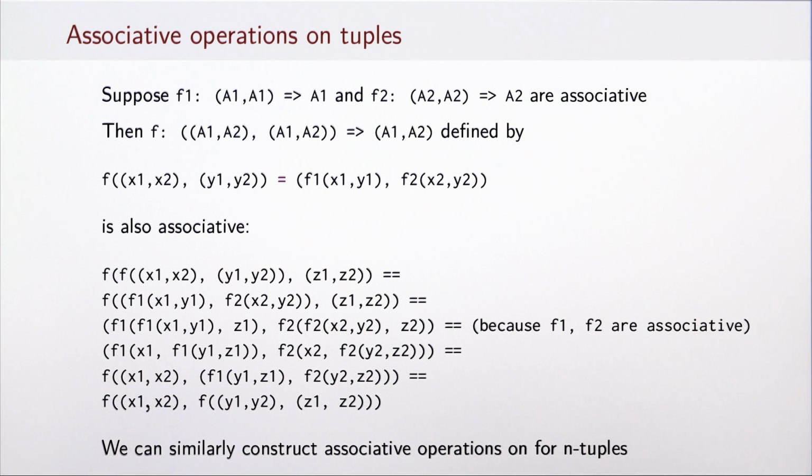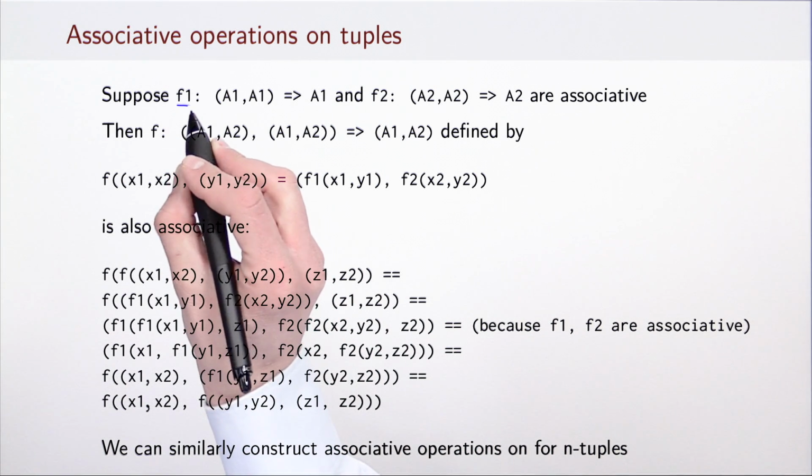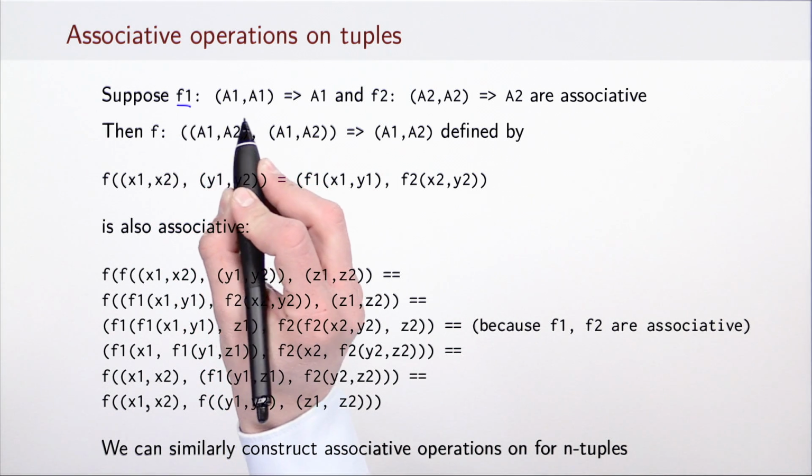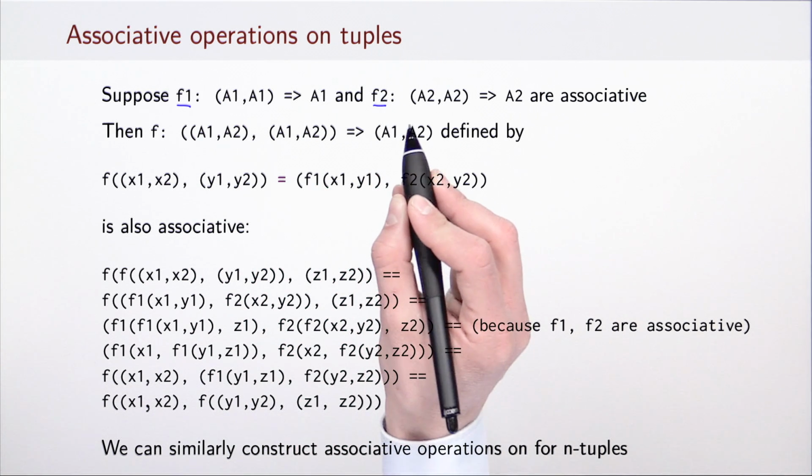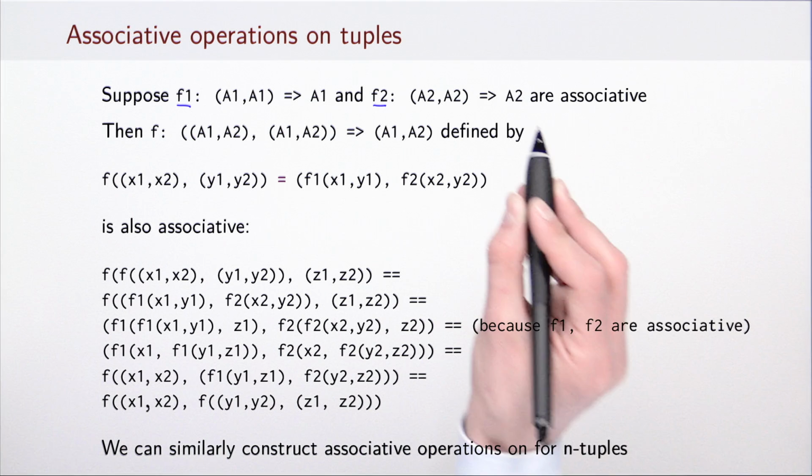Here's a very important way of constructing associative operations. We start from two functions, f1 and f2, each of which is associative. f1 is a binary operation on elements of type A1. f2 is a binary operation on the type A2.